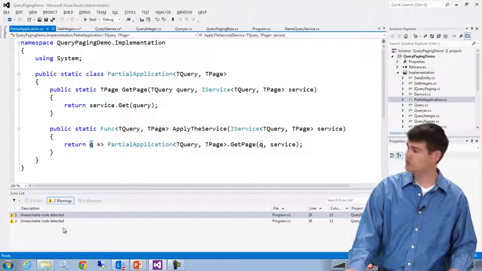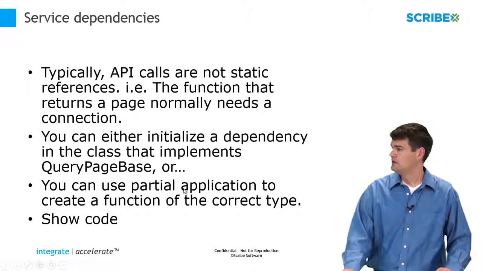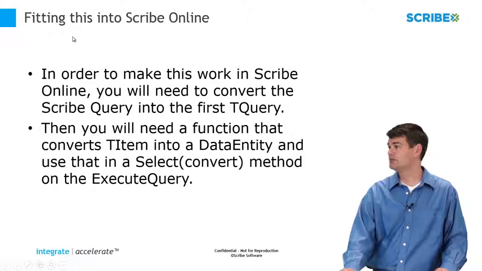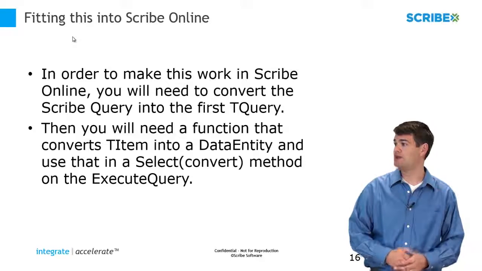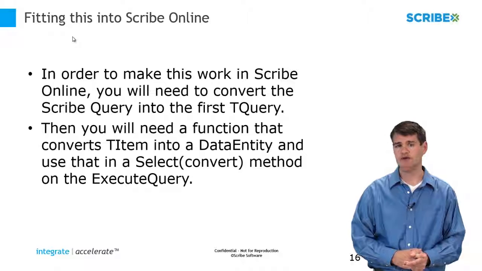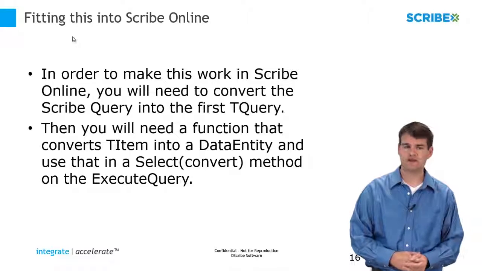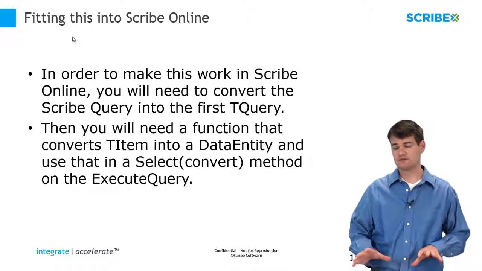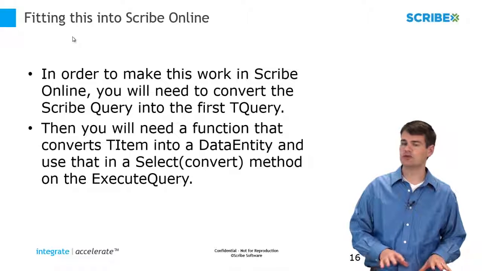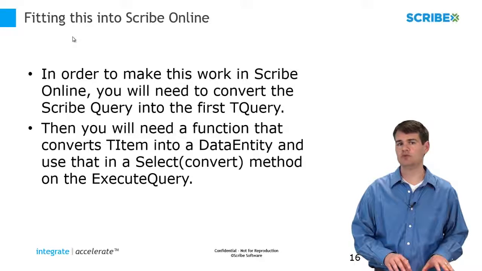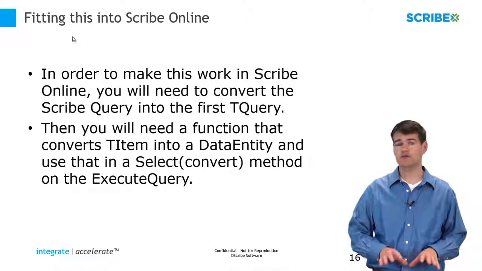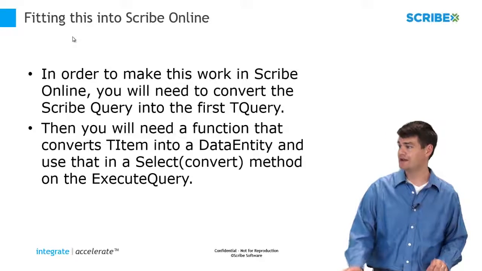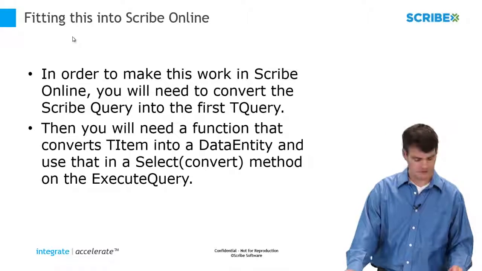Let's go back to our PowerPoint. And so far we've described everything here in very generic terms. Eventually you have to get that back into Scribe Online. So in Scribe Online, we're dealing with a Scribe query, and we're dealing with data entities as the item coming out. So in order to fit this query paging mechanism, you have to convert the Scribe query into a T query that we talked about in our implementation. And then you have to convert your T item into a data entity. And I'm just going to very quickly go over what that looks like.